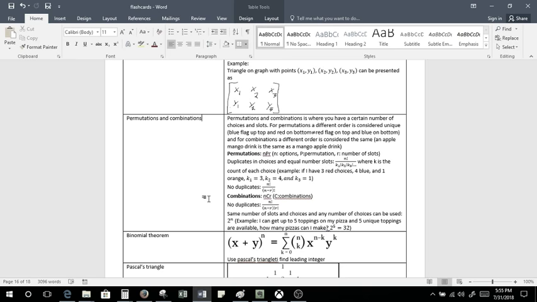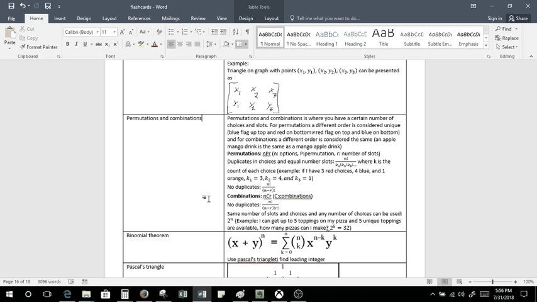For permutations, a different order is considered unique. So blue flag on top and red on bottom is different than a red flag on top and blue on bottom. So think like countries with the same colors on their flags, but it's obviously a different country.